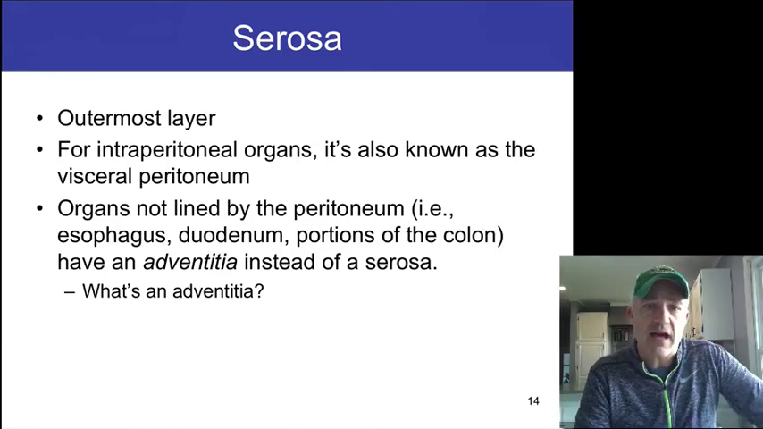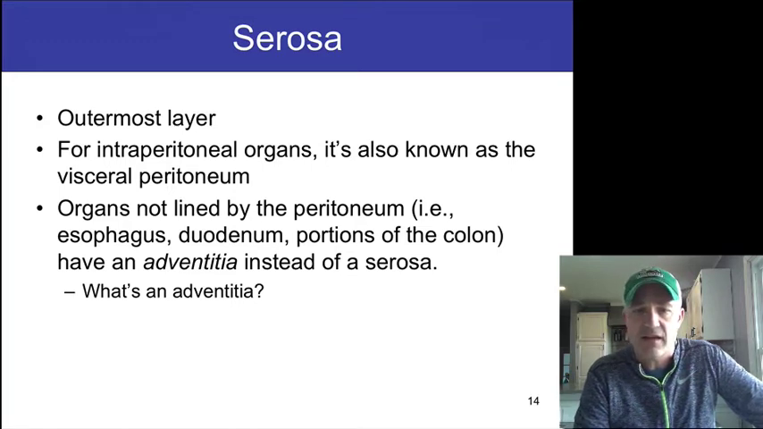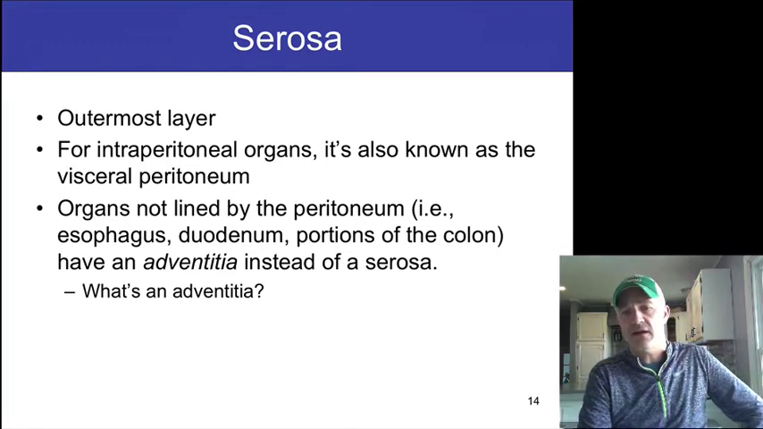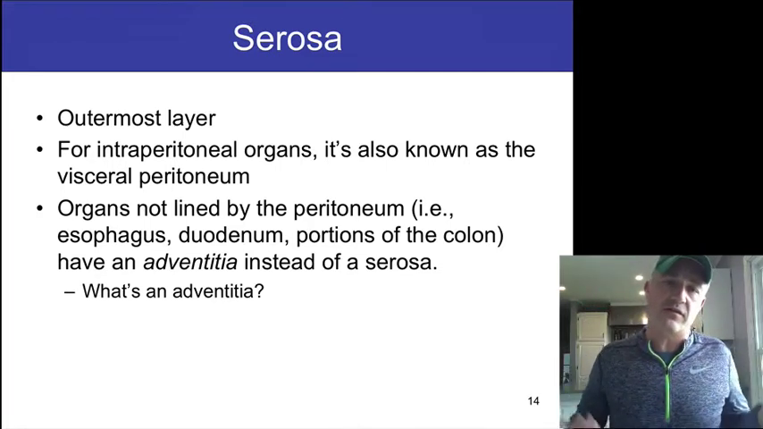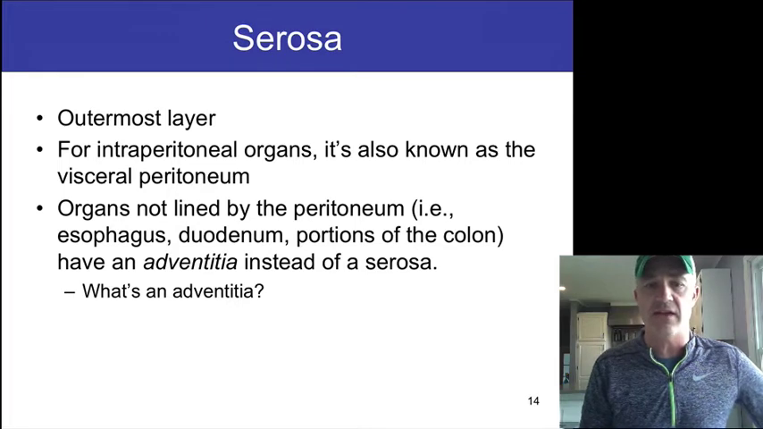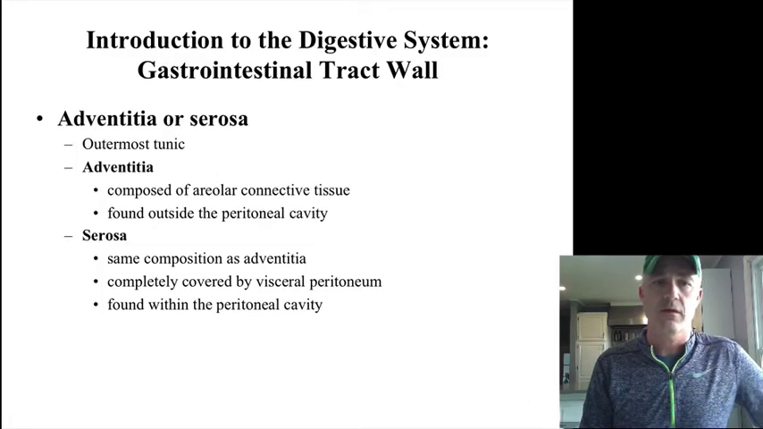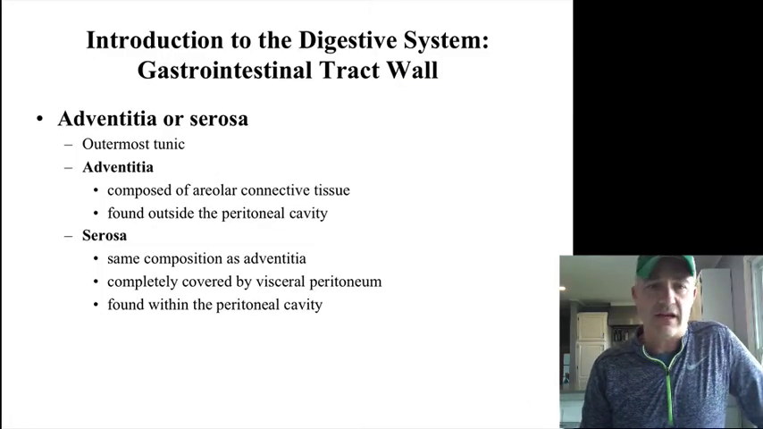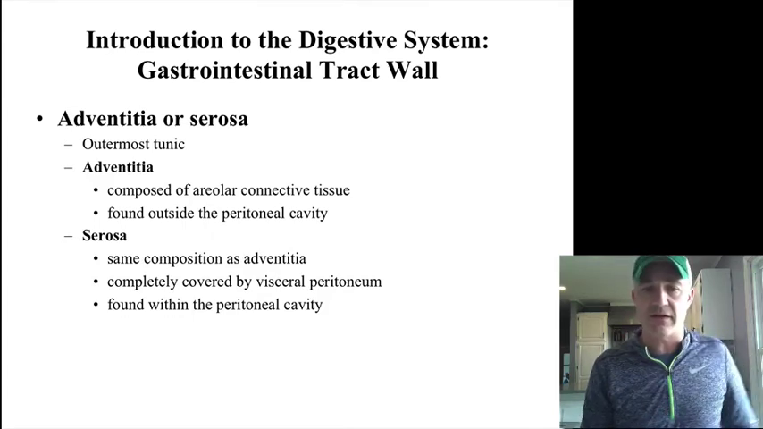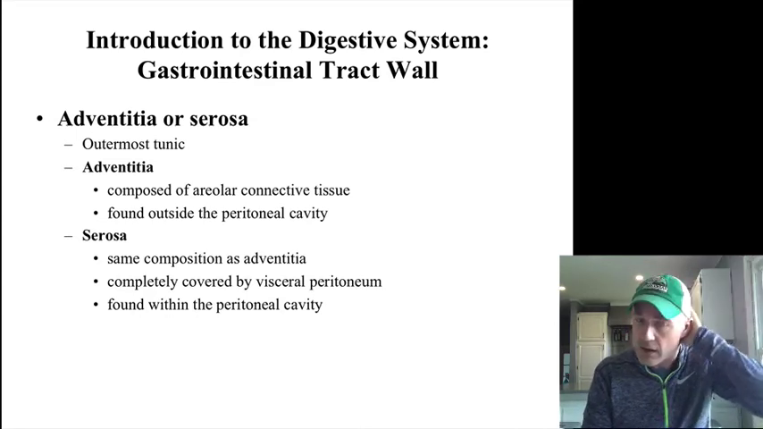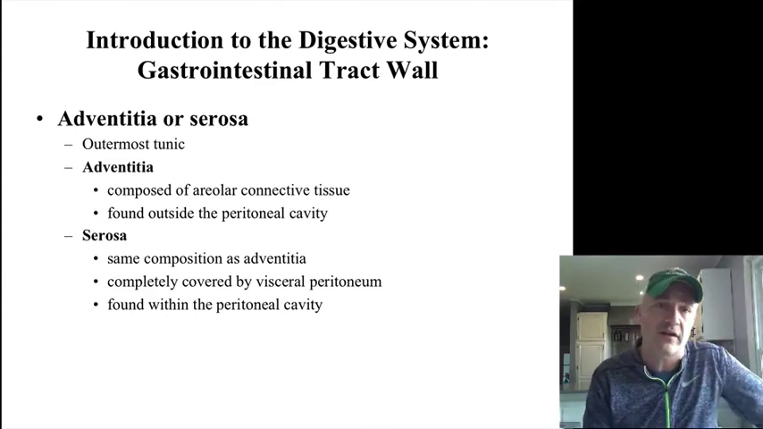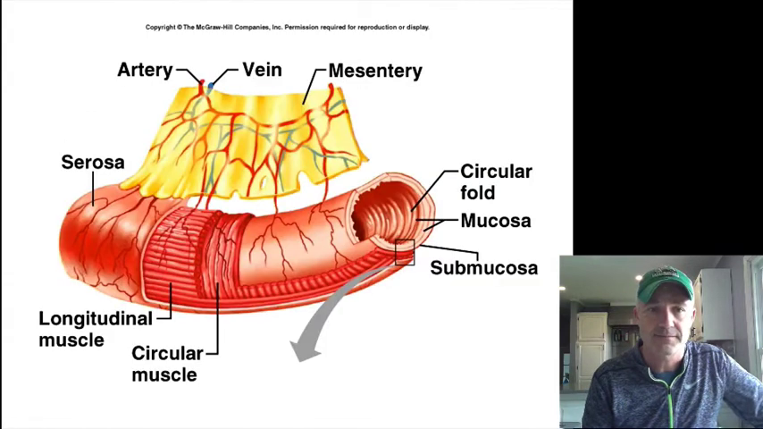In these things that are not in the peritoneum, so parts of the duodenum and the colon as well as the esophagus have an adventitia instead of a serosa. It's really kind of a similar layer of connective tissue surrounding this, just not found within those serous cavities. Again, mainly areolar connective tissue outside the peritoneum. Inside there, you're going to have that visceral peritoneum, which has an epithelial layer. That's really the main difference between these two. Again, both of them being that outermost layer of that digestive tract.